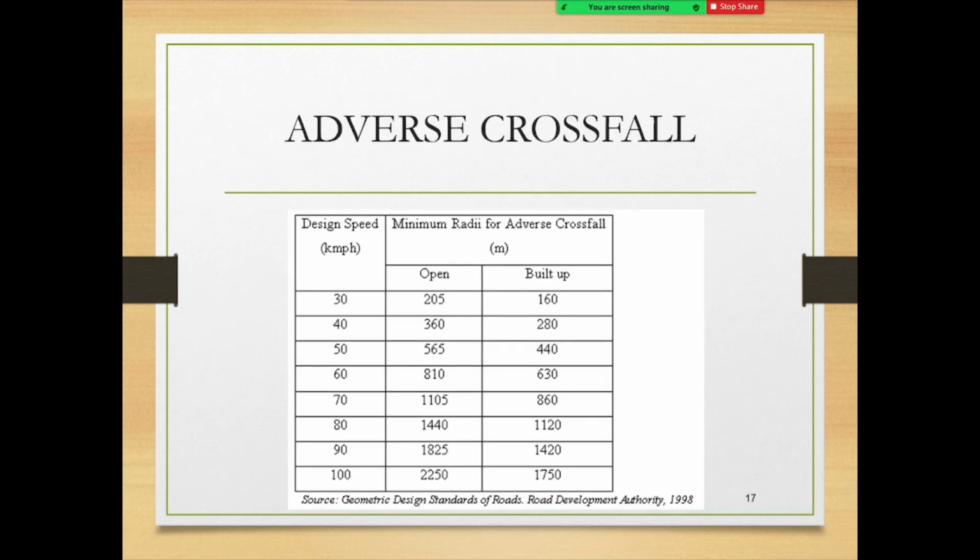And adverse crossfall. What do you mean by this adverse crossfall? Now, please understand, what is the centrifugal force? Centrifugal force is m v squared over r. So higher the r, what will happen? Higher the r, this centrifugal force is going to be very less. Okay, so once the centrifugal force is very less, you don't want to super elevate your road. Instead, you can have the normal crossfall.